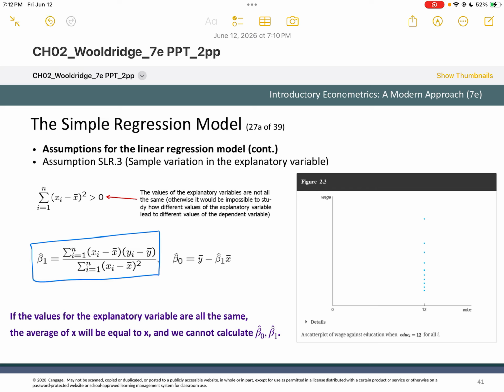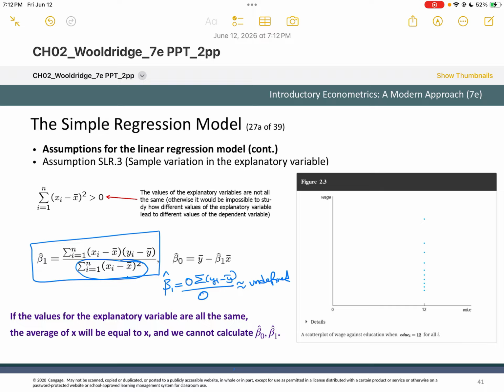Here is how we write beta 1 hat. Look at the denominator. We don't want that to be 0. If it's 0, then our beta 1 hat will be equal to 0 times the sum of yi minus y bar, over 0. And this is undefined. It will make it difficult if the denominator is 0. And how would the denominator be 0?